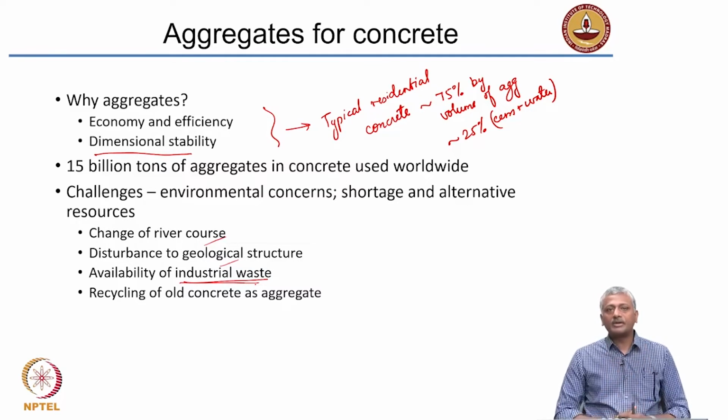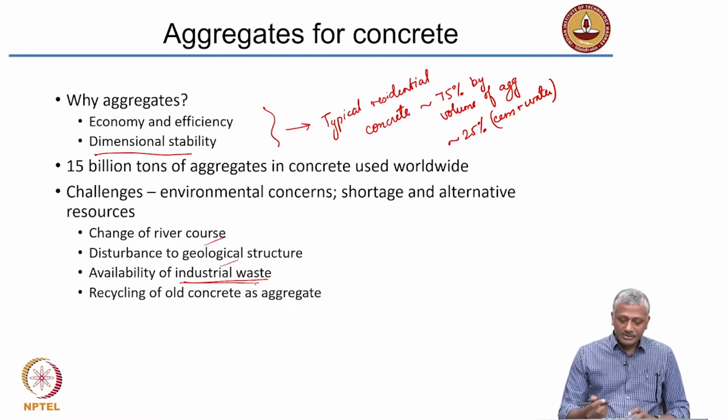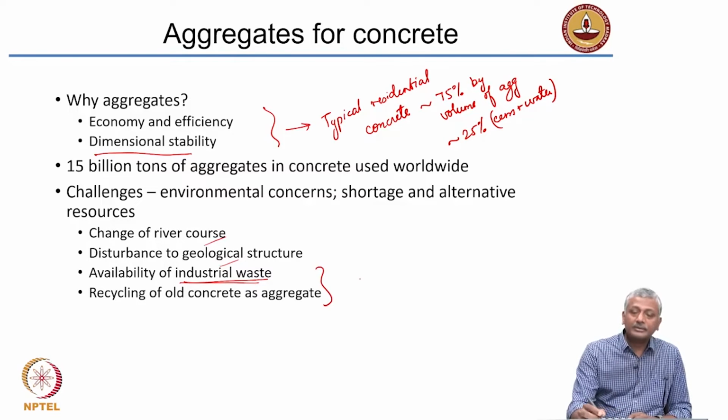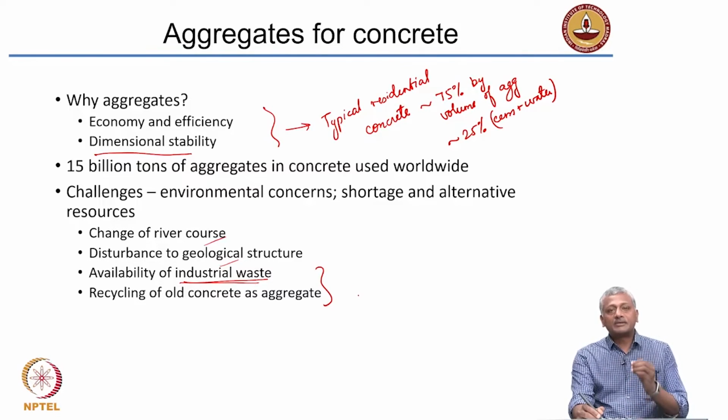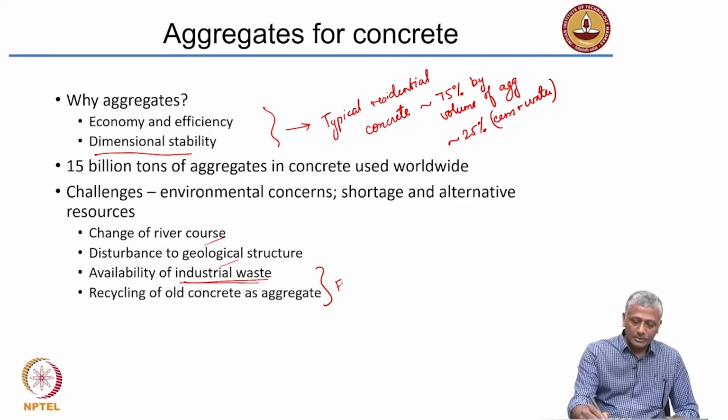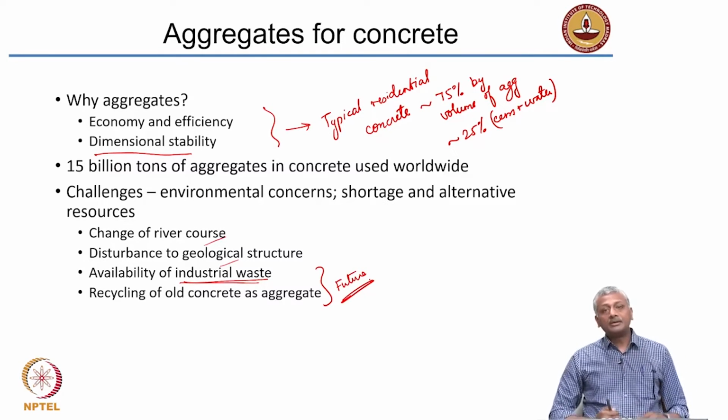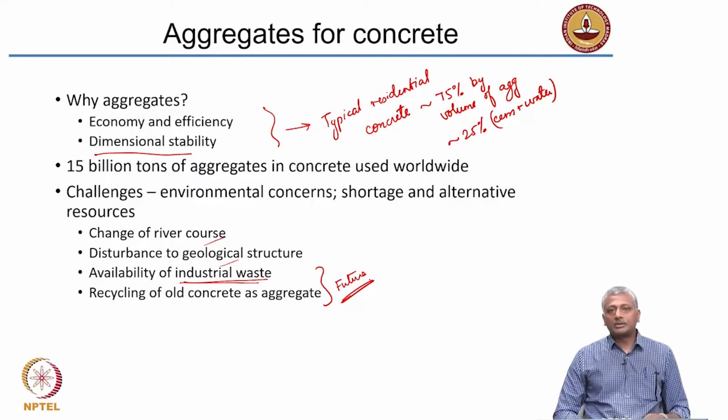So, there is a lot of research today that is focused towards how best to utilize the broken demolition debris as aggregate in concrete. So, this has to be the aspect that we need to look at in future. The future will depend on how well we utilize the waste that is coming from industrial sources and the waste that is obtained from demolished concrete to be used as aggregate in construction.